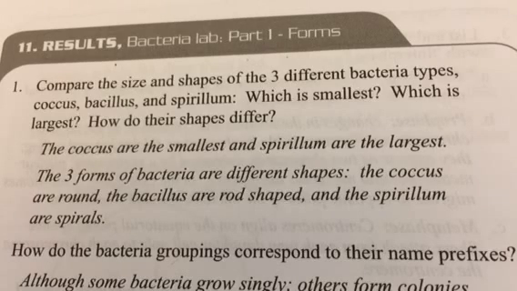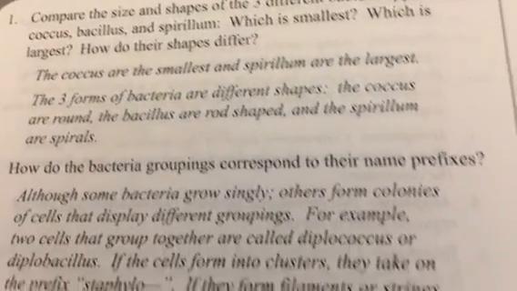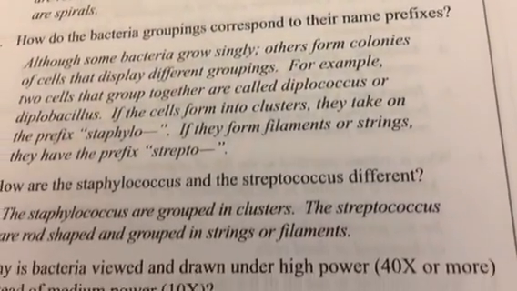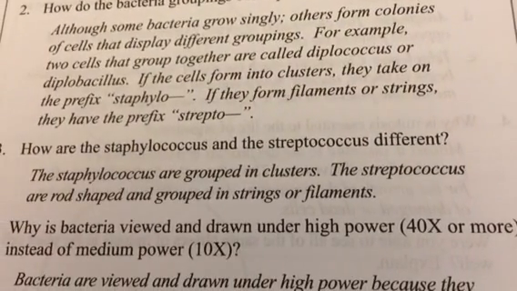Number 3, how do Staphylococcus and Streptococcus differ? Well, staph is grouped in clusters, and Streptococcus are rod-shaped and grouped in strings. So you can have a coccus, which is a round bacteria, end up looking rod-shaped if it's a Streptococcus.